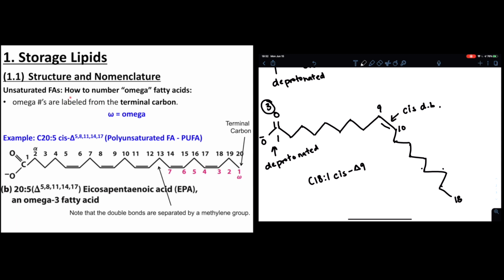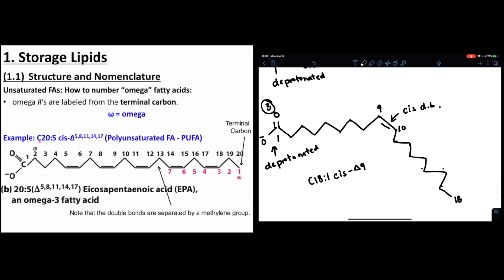Another term that you might have heard before is the omega fatty acids. So when you're eating a yogurt, for example, or eating fish, a lot of nutritionists will say, oh, this is where you get your omega-3s, your omega-6s. And so we're going to talk about that notation. So when we talk about the omega notation, it just means that you're labeling it from the terminal carbon, the one at the very end.